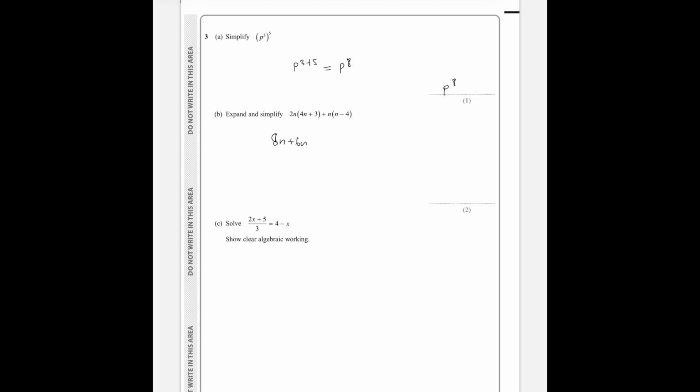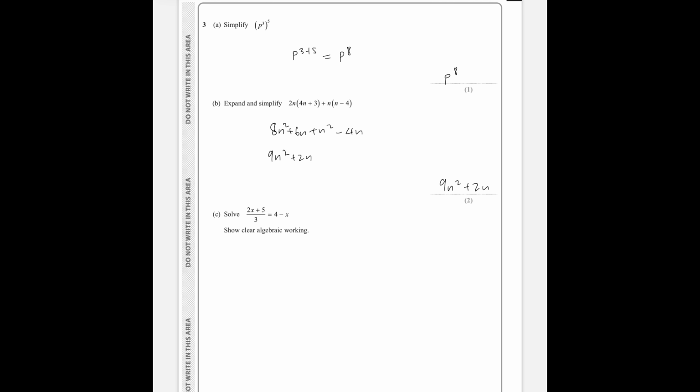Now n times n is going to be n squared. Sorry, this should be squared here. And then n times minus 4 is minus 4n. Now you just simplify, which is going to be 9n squared plus 2n. And that's your answer.